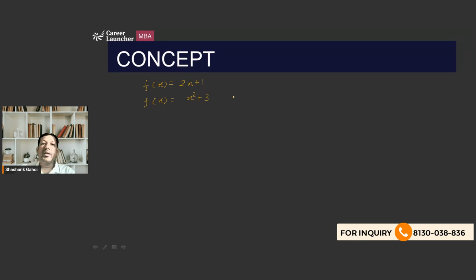Now in function, we are going to see two things. One is called domain. Second is called range. Now, what is domain and what is range? Domain is all the possible values of x that I can put. What is range? All the possible values that I am going to get of f(x). So the possible values of x are called domain. The possible values of f(x) are called range.